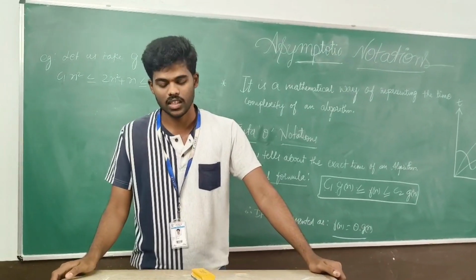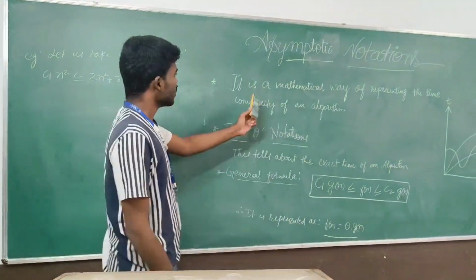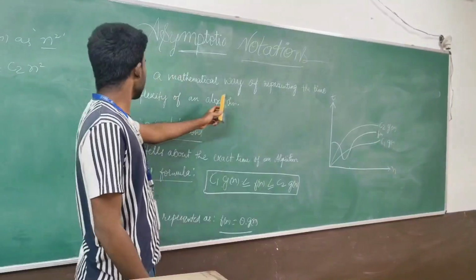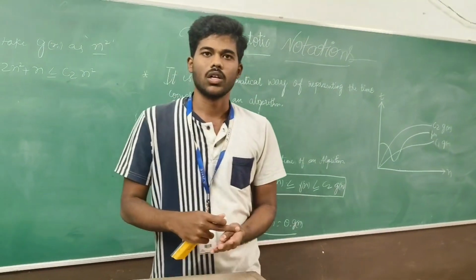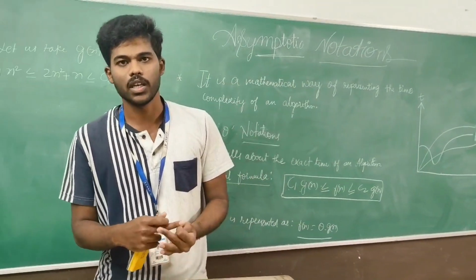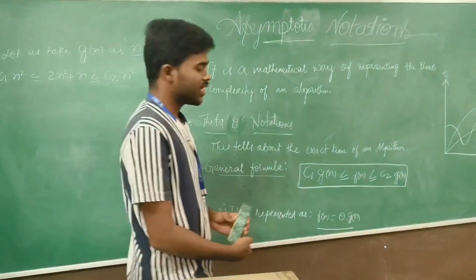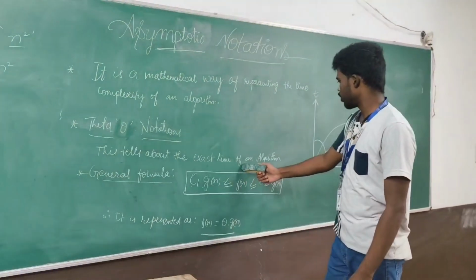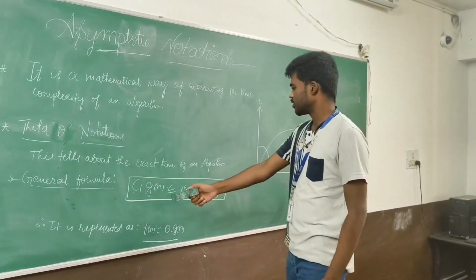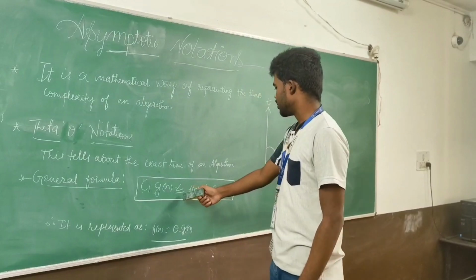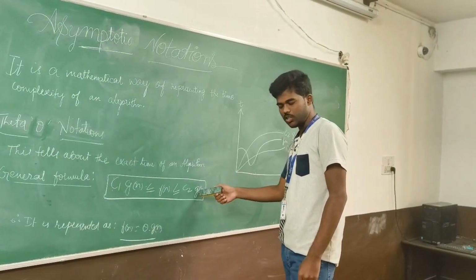Hello guys, myself Shreyas and I am here to explain asymptotic notations. What do you mean by asymptotic notation? It is the mathematical way of presenting the time complexity of an algorithm. There are three types of asymptotic notation: big O, the second one is big omega, and third is the theta notation. The theta notation tells us the exact time of an algorithm. The general formula of the theta notation is given by c1 dot g of n less than or equal to f of n, which is again less than or equal to c2 dot g of n.